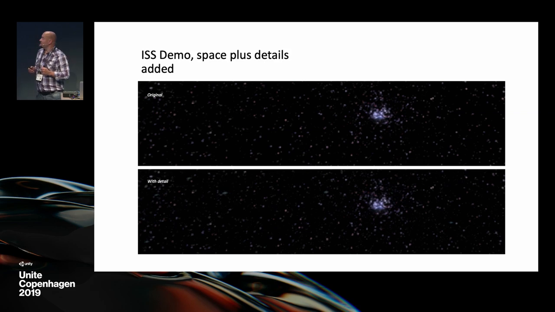Not sure how well this shows in this image, but this is the original, and with detail, we are reapplying the same map there. It actually passed a real-world NASA test. We showed this to a NASA engineer, and he said, oh, I can see magnitude 6 level objects. This is the faintest object the human eye can see, so I think we passed his test.